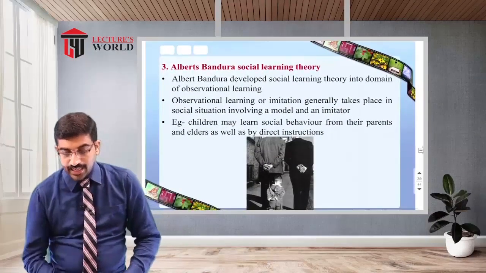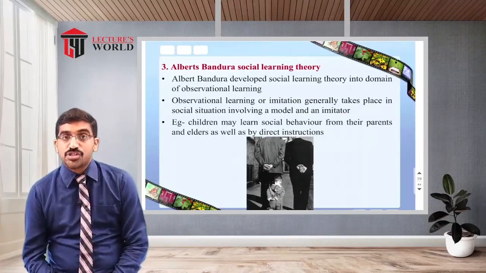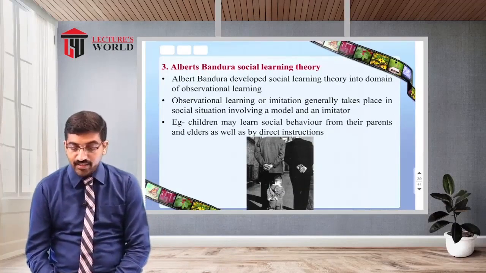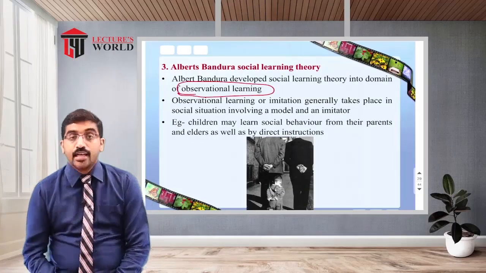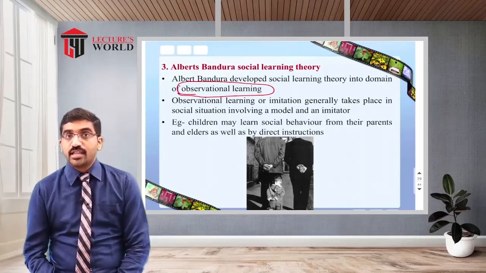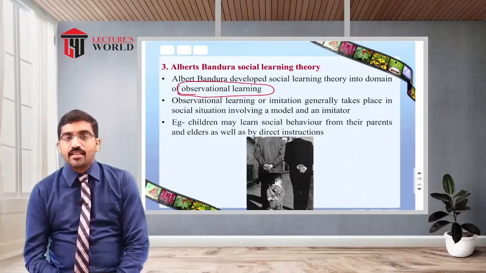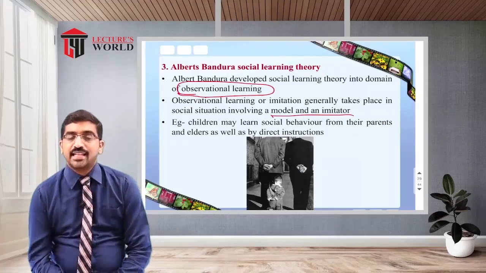the third theory, that is Albert Bandura's theory, which is also known as social learning theory. Albert Bandura developed this theory, also known as observational learning. Learning can be observed. If I am observing somebody doing something like this, then I will do the same. That is how personality develops, mainly through modeling, imitating others.